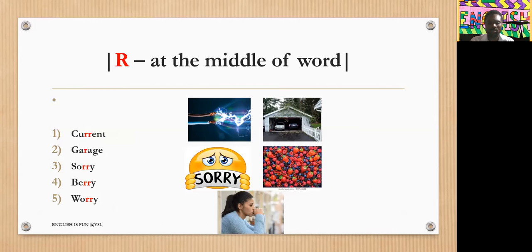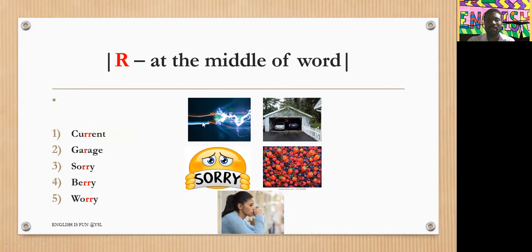Now we are going to be talking about having R in the middle of the word. We began with R as the beginning of the word, then R as the second letter of the word, and now R in the middle of the word. So it could be within the third or the fourth position. The same rule applies, it's just that we are going to sound the R. The first one, current.